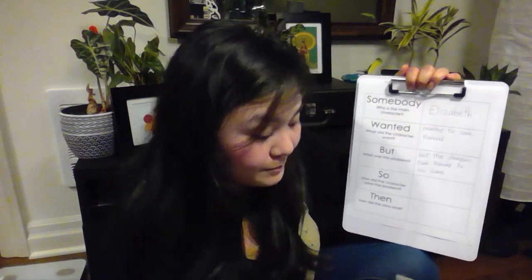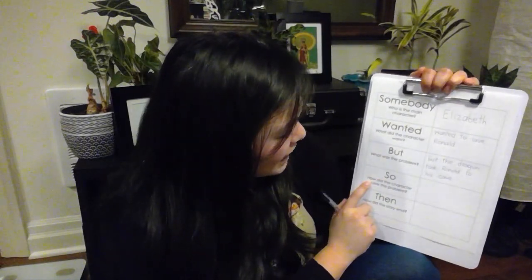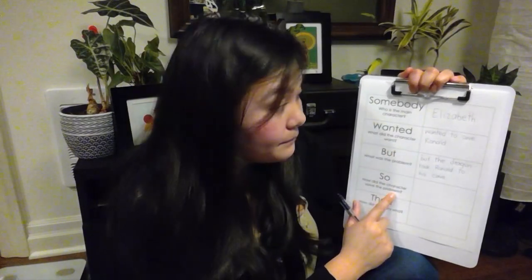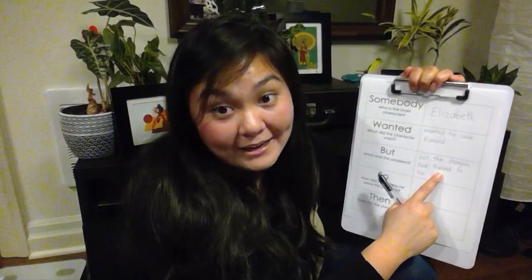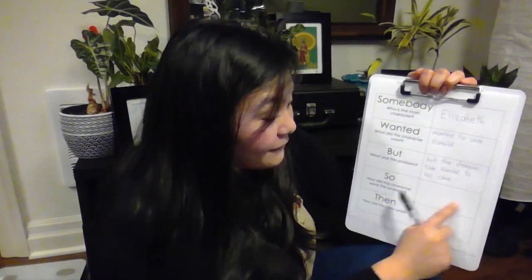The next part of the summary of this fiction book, The Paperback Princess, is so. So, how did the character, or how did Elizabeth, solve the problem? How did Elizabeth save Ronald from the dragon? And then, after that, how did the story end?